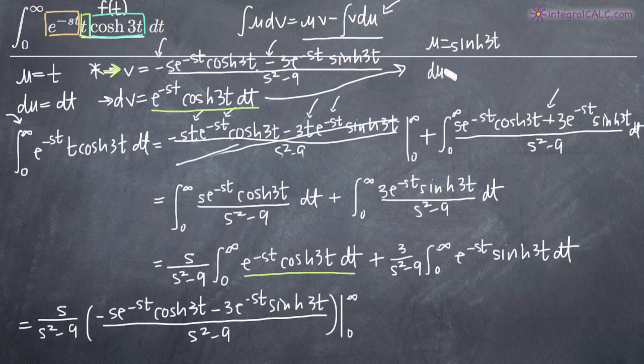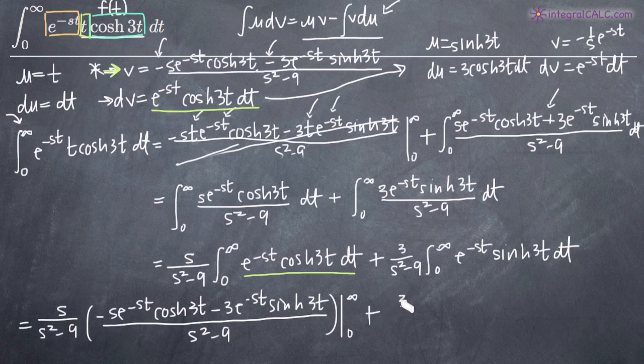You'd find that du would be equal to 3 cos of 3t, and you'd say that dv dt, you'd say that dv was equal to e to the negative st dt, and find that v is equal to negative 1 over s e to the negative st. And you would plug that in and you'd do integration by parts and you'd find that fraction.